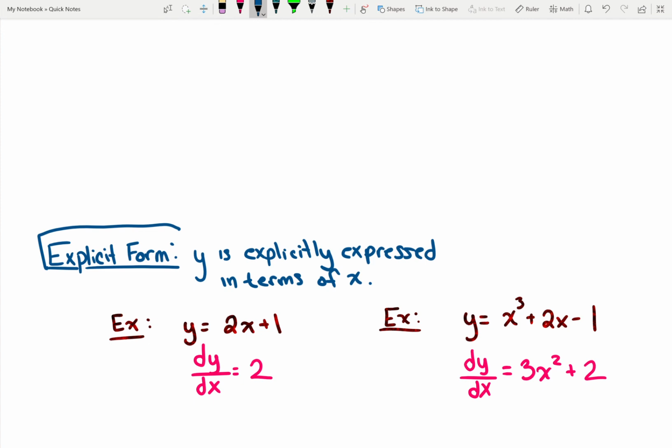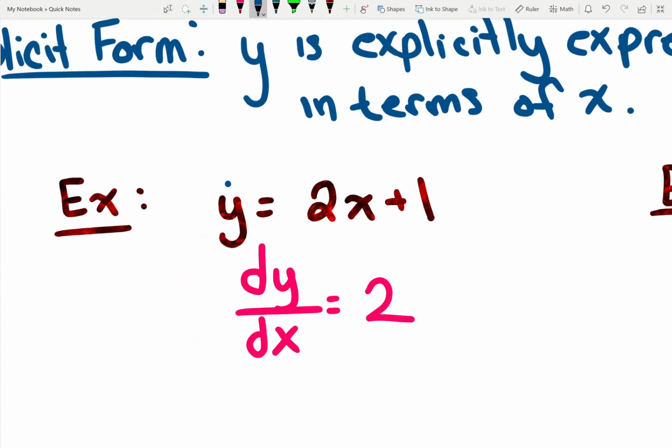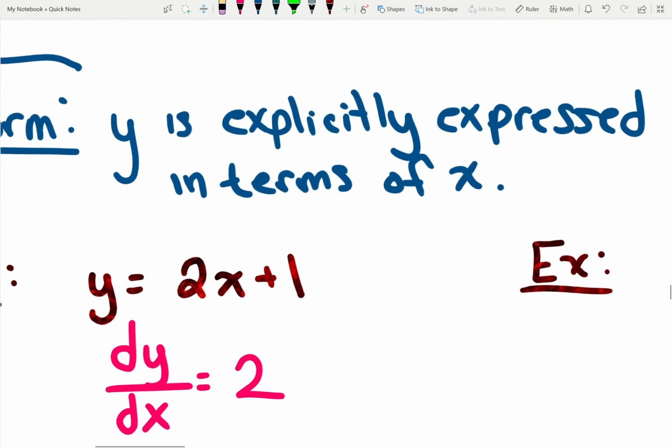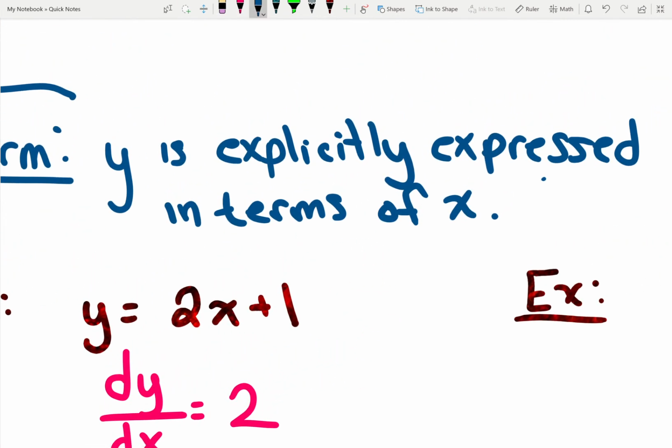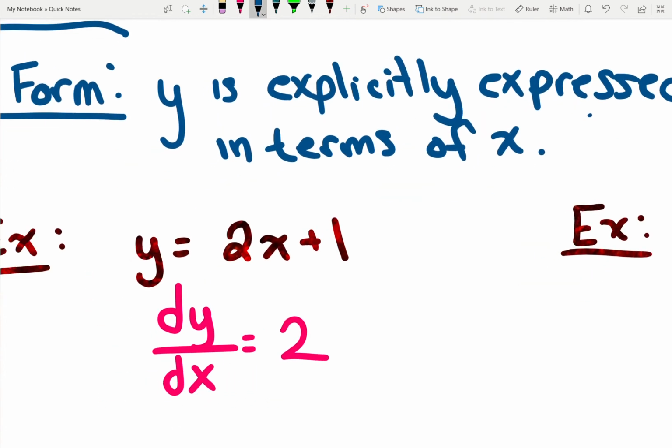So let's look at our first example right here. We have y equals 2x plus 1. We clearly know what y is equal to. It is explicitly expressed in terms of x. There's no confusion here. So y is equal to 2x plus 1. If we take the derivative of this function, it's just 2 because it's linear. It has a slope of 2, so that means the slope of the tangent is also 2.